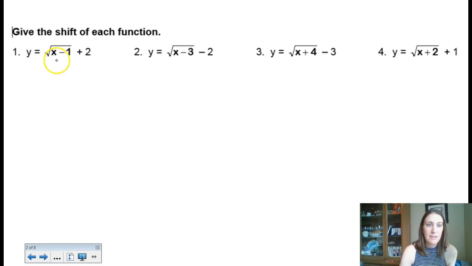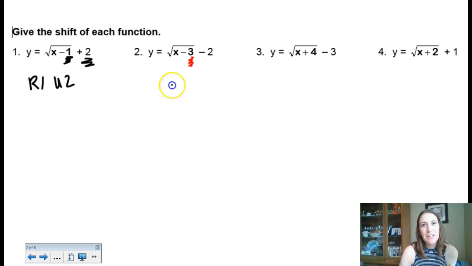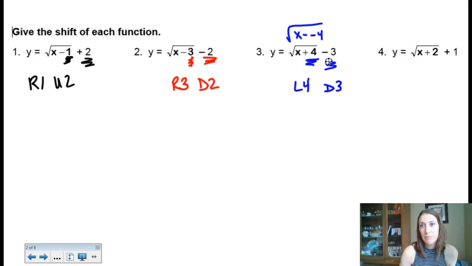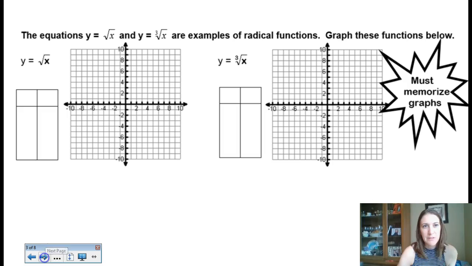Let's talk about the shifting that happens on each of these examples. This one is shifted right 1 and up 2. This one is shifted right 3, but down 2. This one, remember there's a built-in negative, so inside the formula it's really like x minus a negative 4. So it's shifted left 4, down 3. And then finally here we have a left 2 and an up 1. I abbreviated my transformations with just letters. I don't mind if you guys do the same thing.